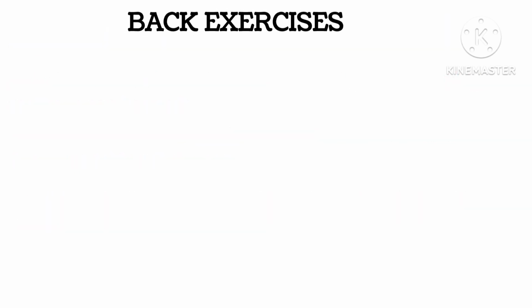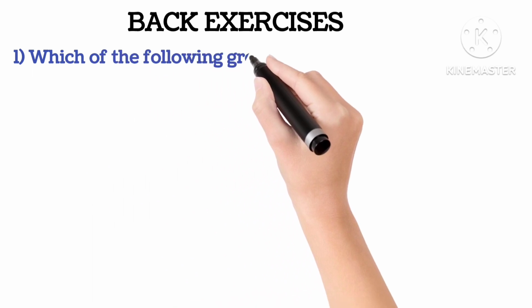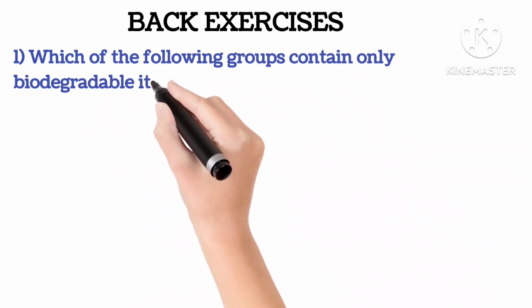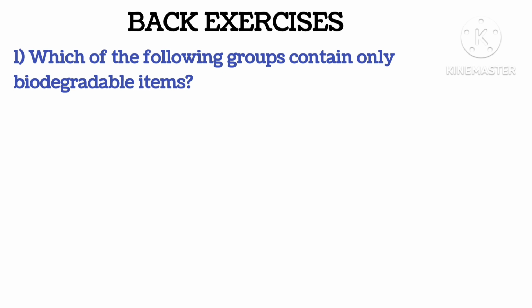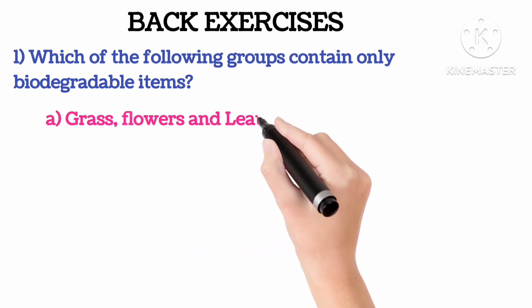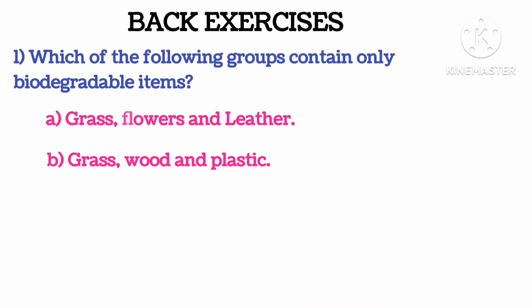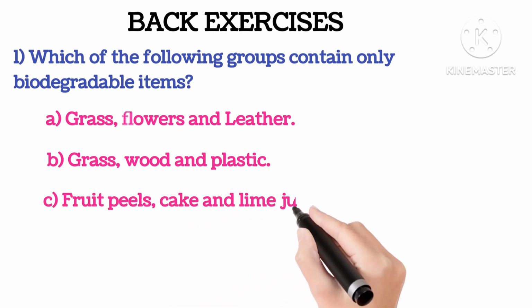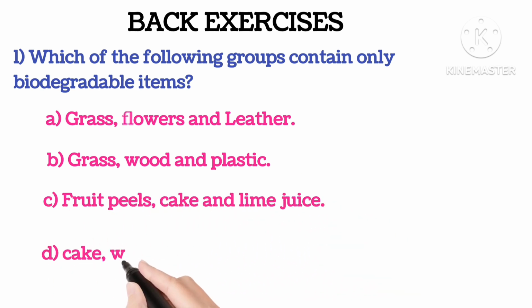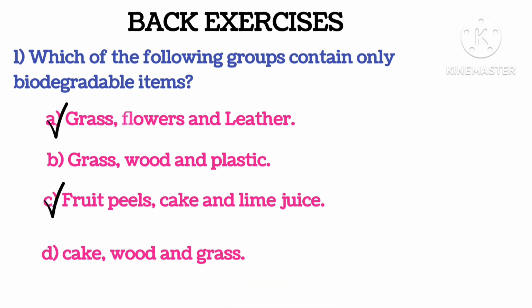Back exercises. First, which of the following groups contain only biodegradable items? A. Grass, flowers and leather. B. Grass, wood and plastic. C. Fruit peels, cake and lime juice. And D. Cake, wood and grass. The correct options are A, C and D. All three are correct.